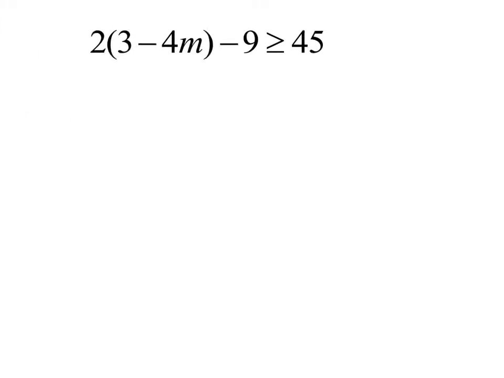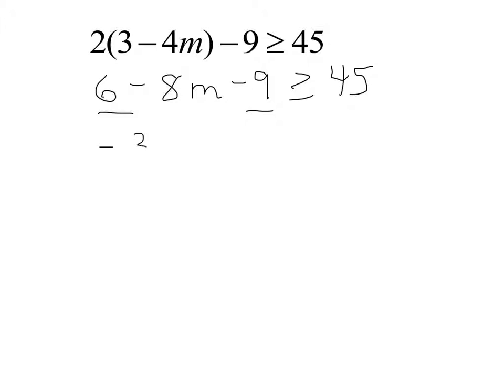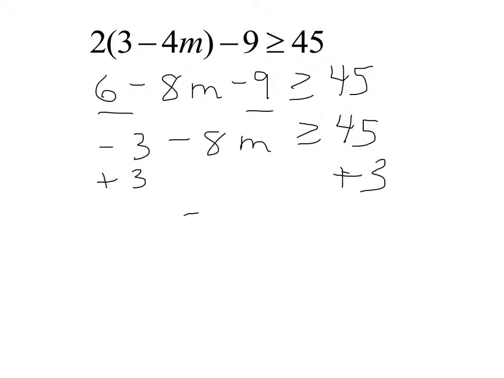One more example. Eliminate the parentheses. 6 minus 8m minus 9 is greater than or equal to 45. Combine like terms. 6 minus 9 is negative 3, minus 8m greater than or equal to 45. Let's add 3 to both sides. Minus 8m greater than or equal to 48.